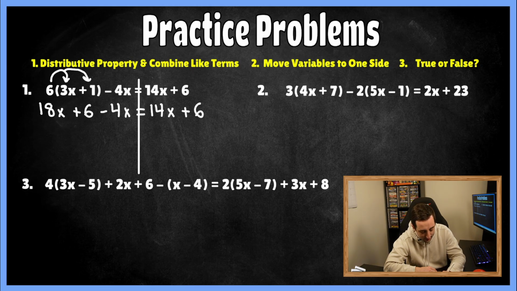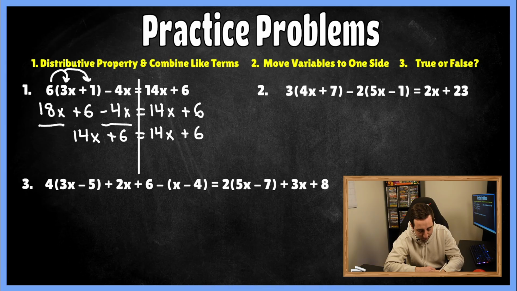We can combine together the 18x and the minus 4x on the left side. 18x minus 4x is going to be 14x. And we're going to bring down that plus 6 equals 14x plus 6. We're going to move our variables to one side, so let's go ahead and subtract 14x on the left side and make sure we match that on the right side.